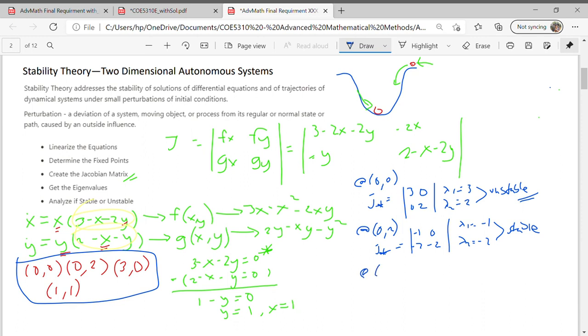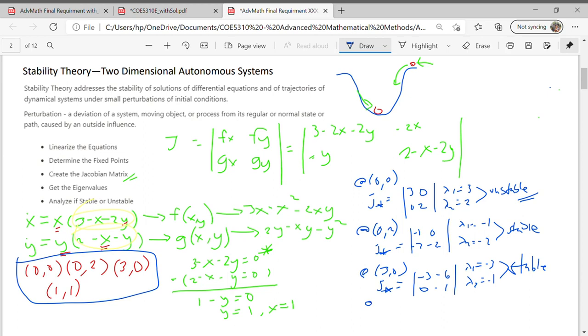At 3, 0, our Jacobian matrix is equal to negative 3, negative 6, 0, and negative 1. So from here, we get the values negative 3 and negative 1. Both eigenvalues are negative, so it means it is stable.